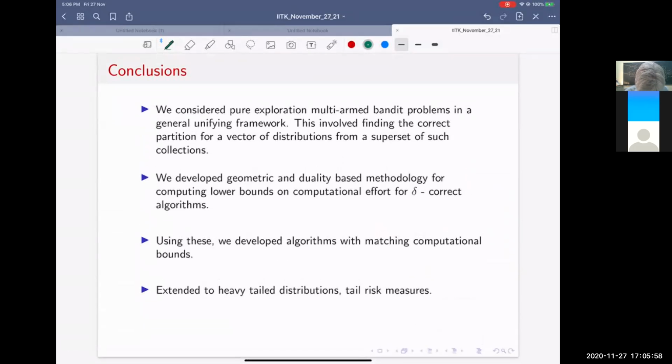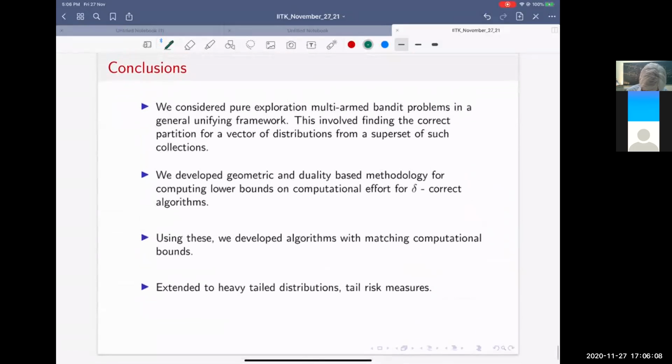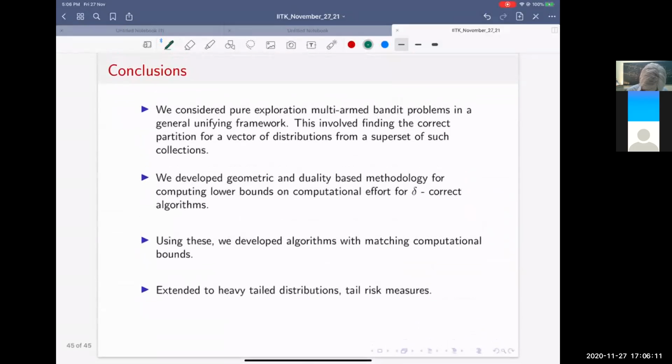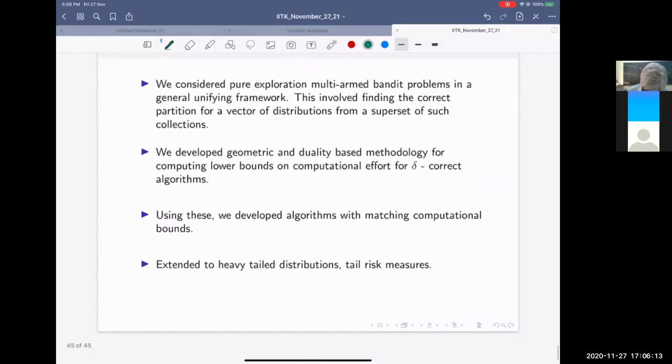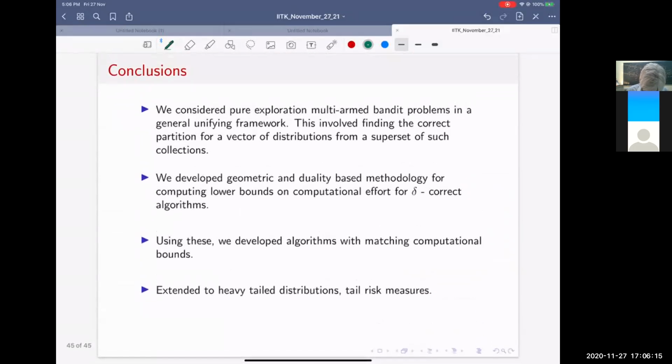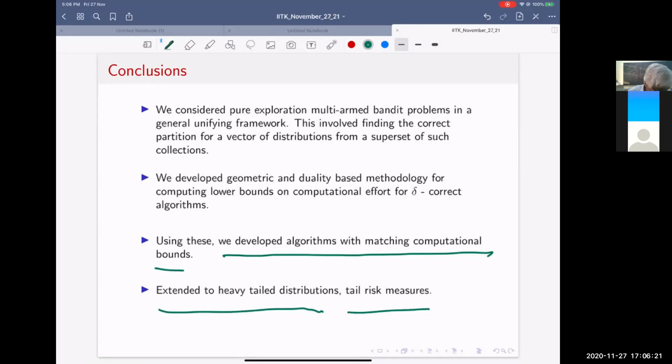Thank you. So we considered the pure exploration multi-arm bandit problem in a general unifying framework. This involved finding the correct partition for a vector of distributions from a superset of such collections. We developed geometric and duality-based methodology for computing a lower bound on computation effort for delta-correct algorithms. Using these, we developed algorithms with matching computational bounds, and then we extended to heavy-tailed distributions and to tail-based measures. Thank you so much.